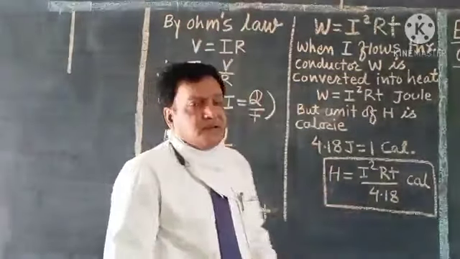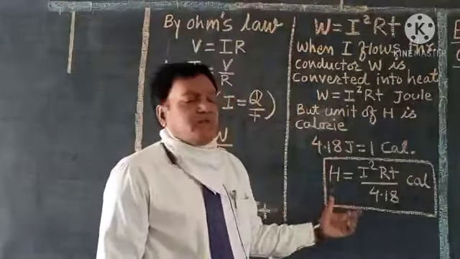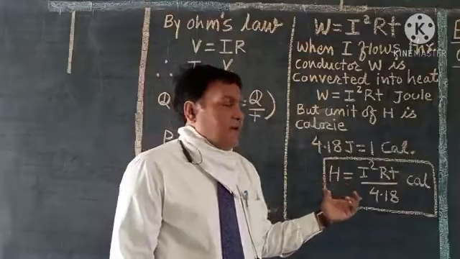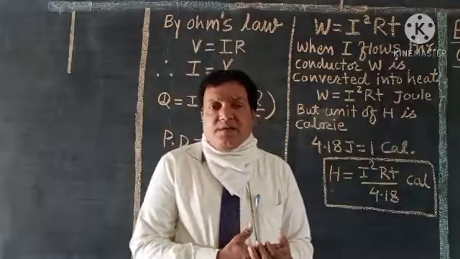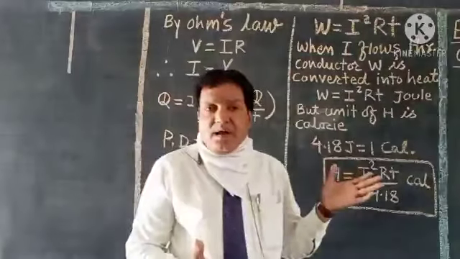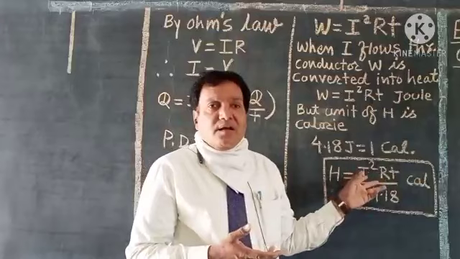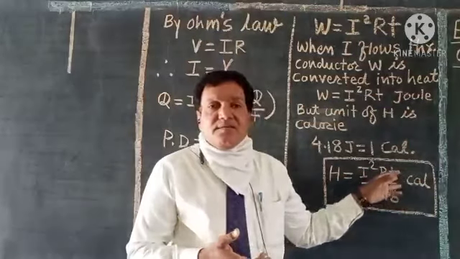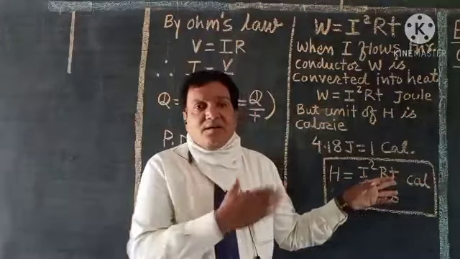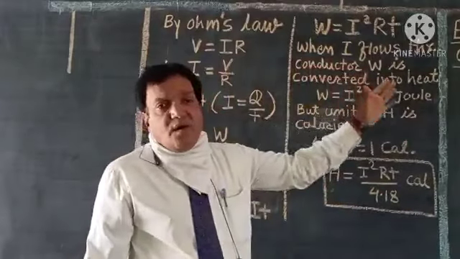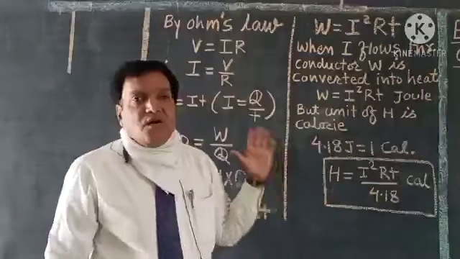So we can make the statement from this expression, if we keep it in our mind, that Joule's law of heating is H equal to I square RT upon 4.18, where I is the current, R is the resistance, and T is the time for which the current is flowing. So this is all about Joule's law of heating.